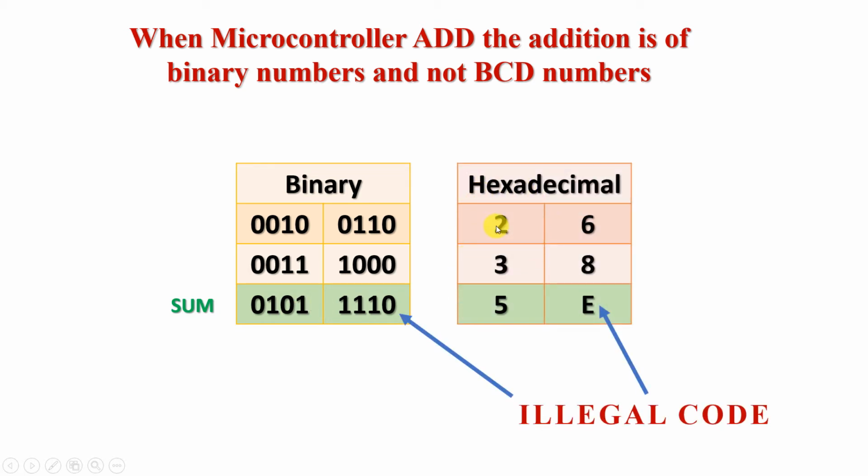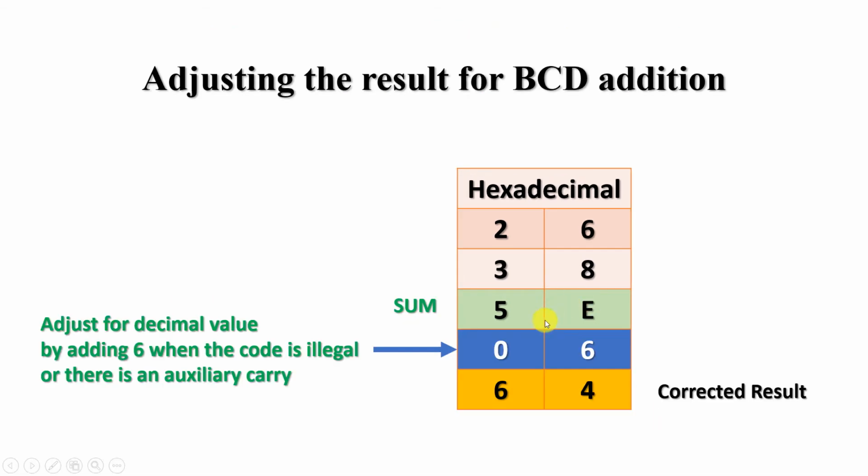So we are taking two BCD numbers. Here we are trying to add them. Since the addition is binary, we may end up in an illegal code. So both these codes are illegal. They are not BCD numbers. If you want to change this result into the equivalent BCD numbers, then what you have to do? So that is what we show in the next slide.